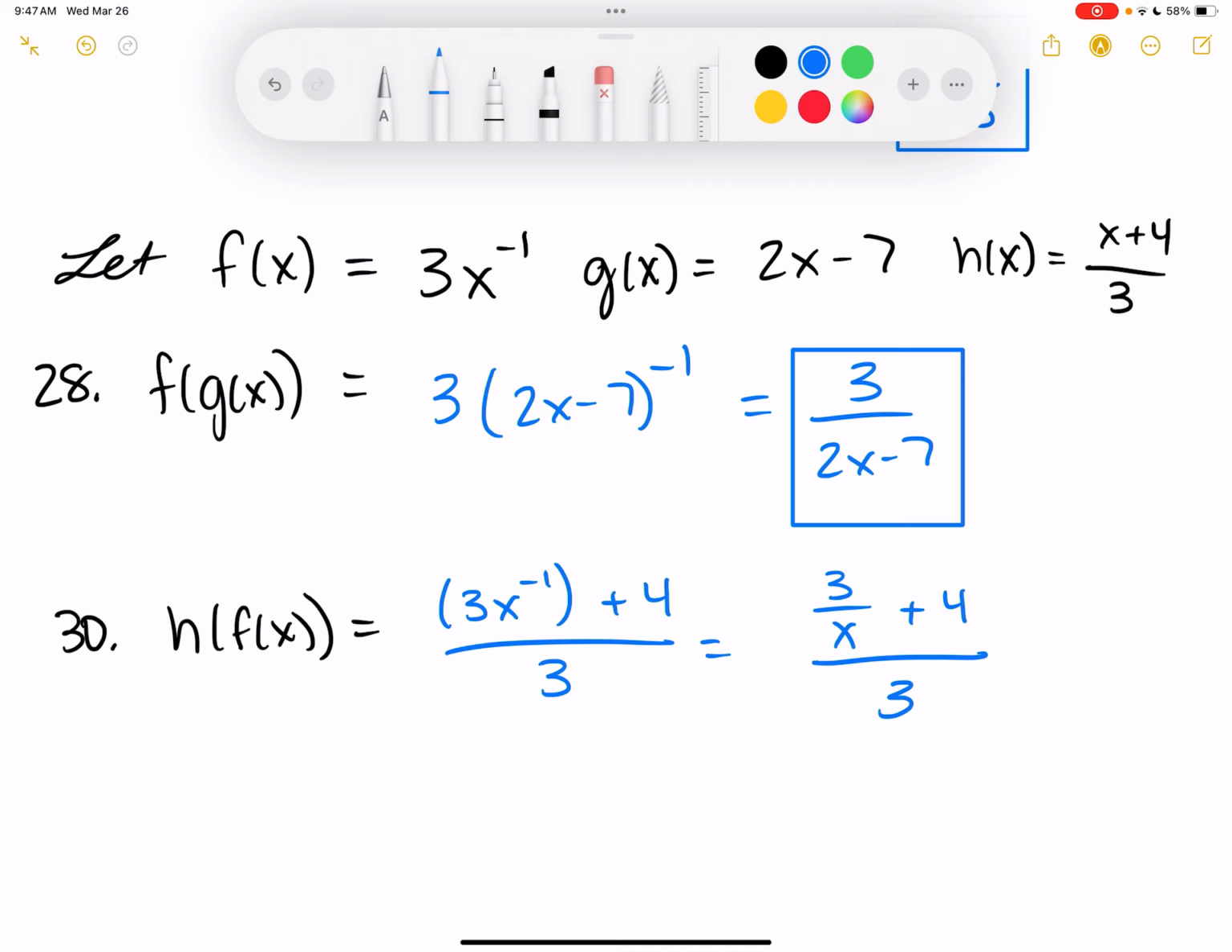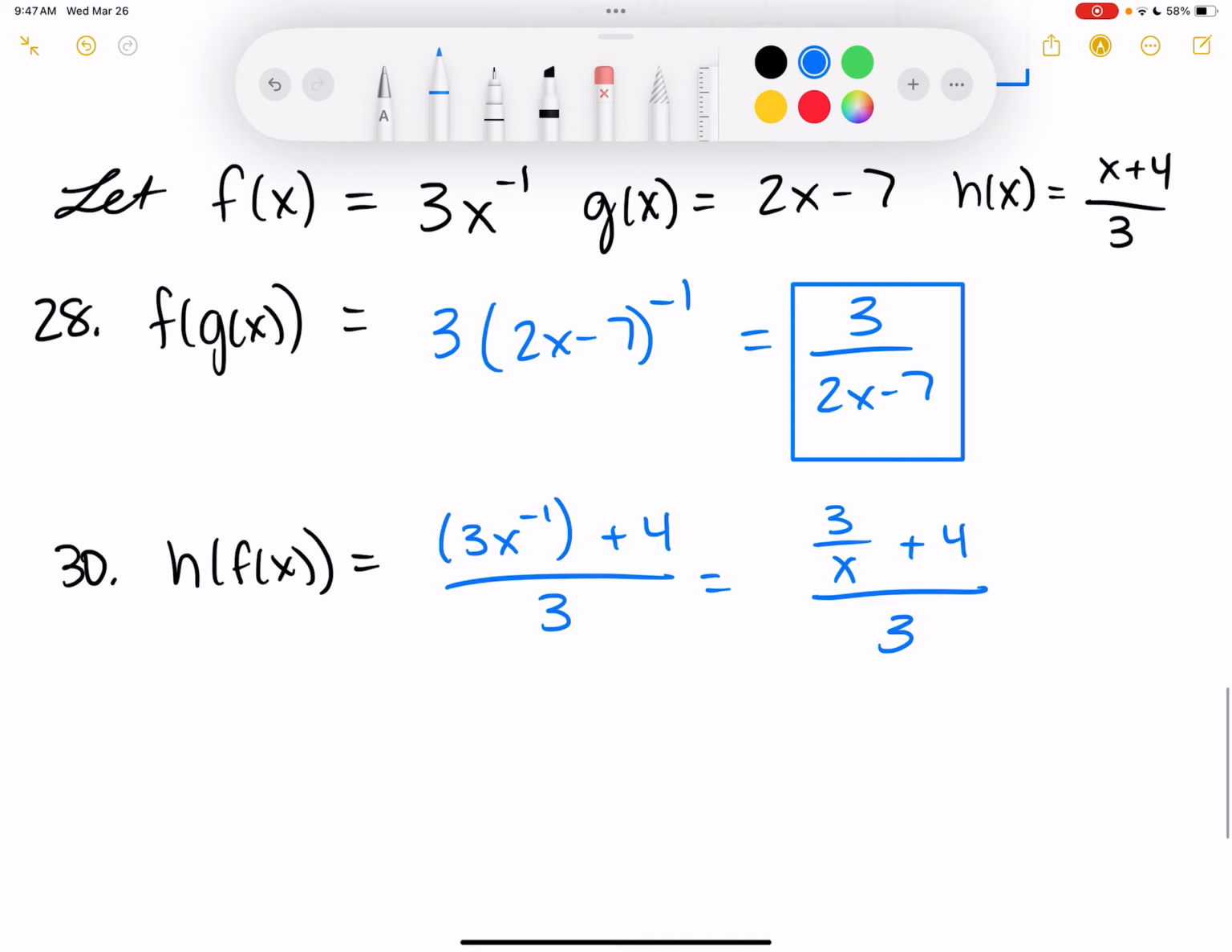Why wouldn't we just do the same thing as we did on the one above and just put the 3x on the bottom? Because it's being added to something, I can't. I did put it on the bottom, but I put it on the bottom of the top. So that's 3x over 1. Wouldn't it be 1 over 3? 3 isn't being raised to the negative 1. Only x is being raised to the negative 1.